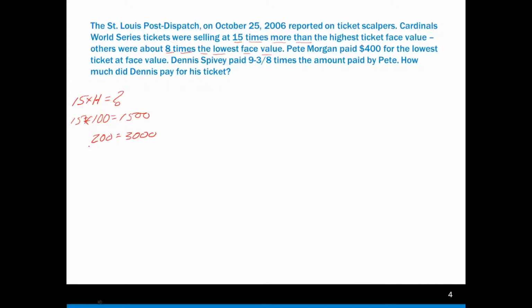And the same thing with the lowest, right? Well, the lowest is 8 times. The lowest could have been $10, which would make it 80. The lowest could have been $20, which would make it 160. I don't know. Okay? So, let's erase all of that. It's just thoughts that are going through my mind as I work through a problem.